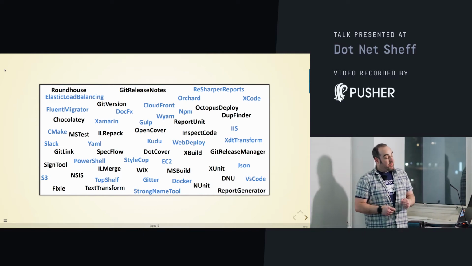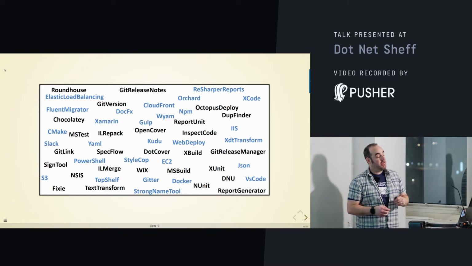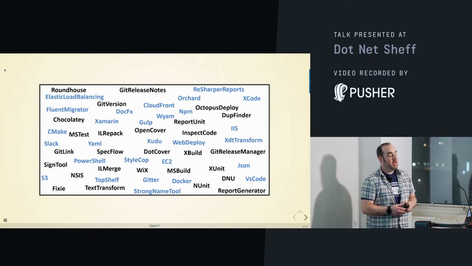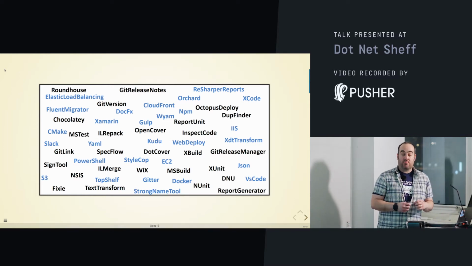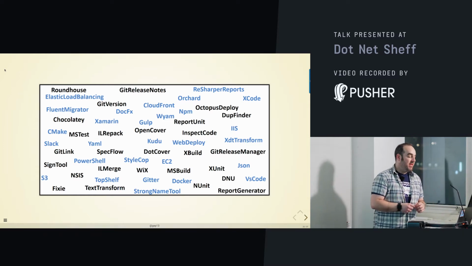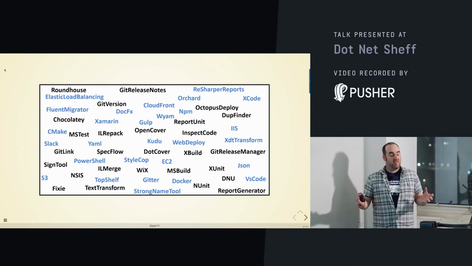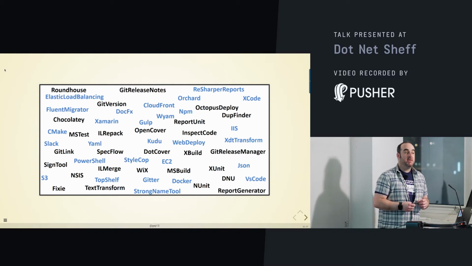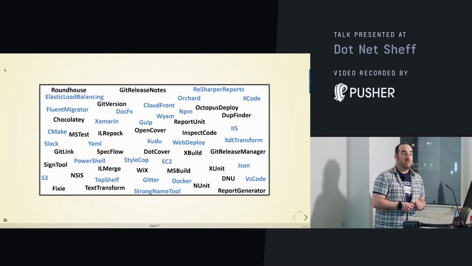All the ones that are in blue, and there's actually more of them now, those are ones that have been contributed by our community members within Cake. So there's quite a lot of contributors to the Cake project out with the core team, and they've looked at tools that they utilize within their build system, and they've created these things that we refer to as add-ins that bring those tools into the Cake ecosystem.